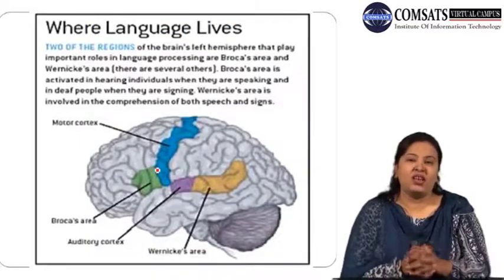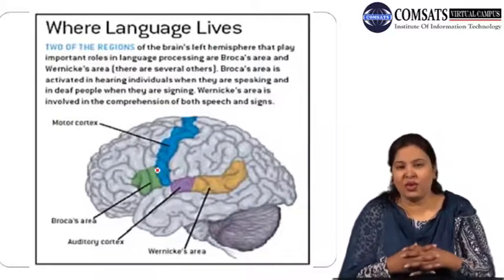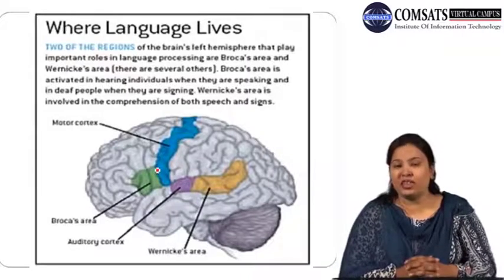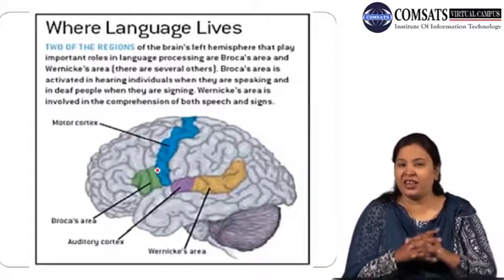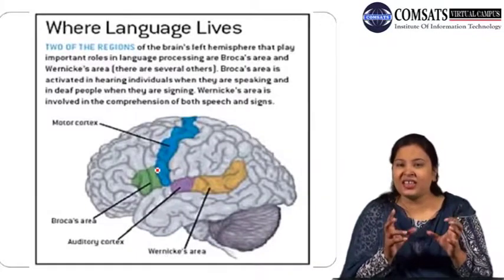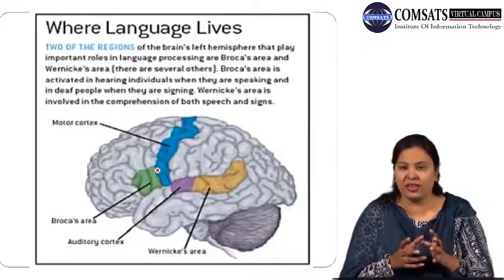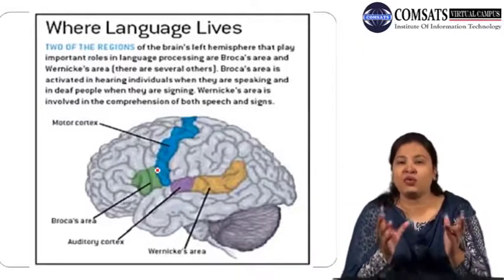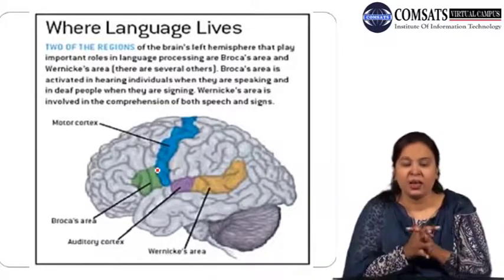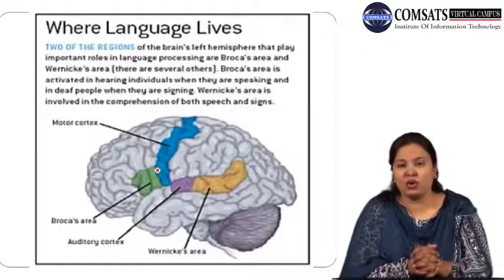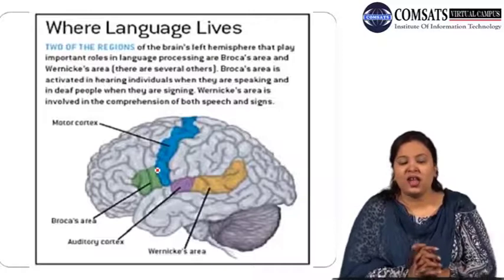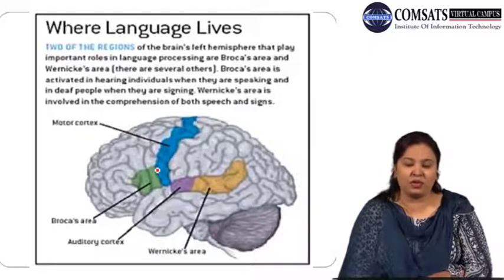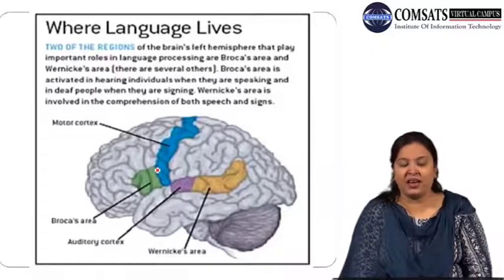Now, where does language live? We have discussed that these are the important parts of the brain with respect to language, but what is the area where the language actually lives? Again, I have highlighted the same areas: Broca's area, Wernicke's area, the motor cortex, and the auditory cortex. These are the four most important areas with respect to language, but where does language actually reside? According to linguists, neurolinguists and researchers, two of the regions of the left hemisphere that play important roles in language processing are Broca's area and Wernicke's area.